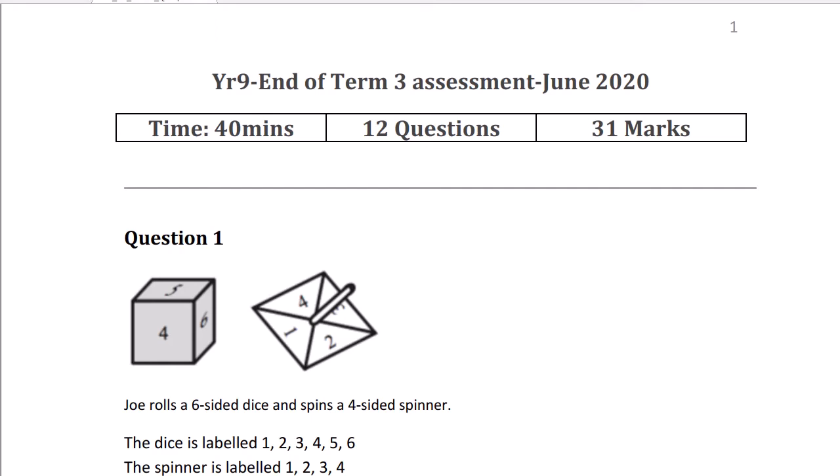Okay, a quick run through of the end of term 3 assessment just sat. So this is the worked solutions. Oops, let's see if it actually writes that properly, let's try again. Hopefully I can get it done in under 40 minutes and get all 31 marks, and give you some pointers on marks that might be missing.